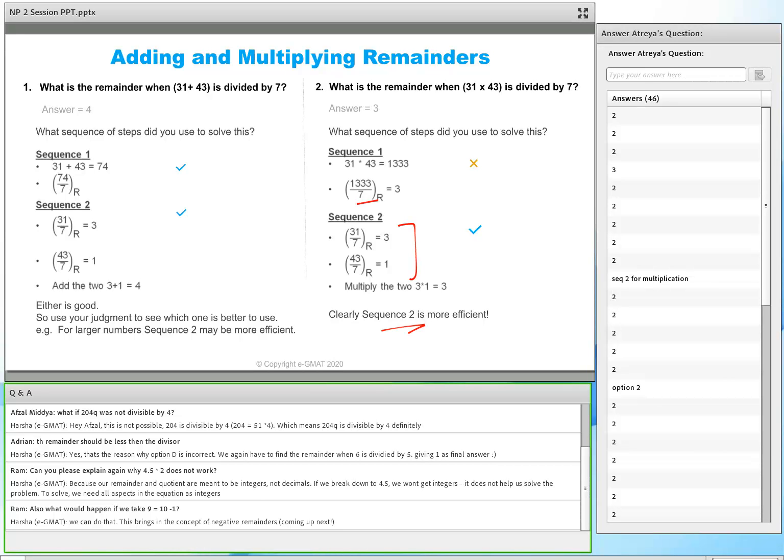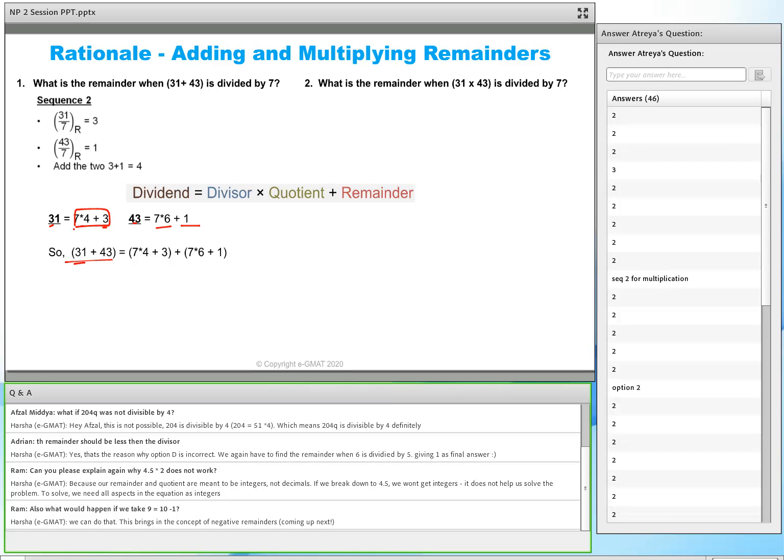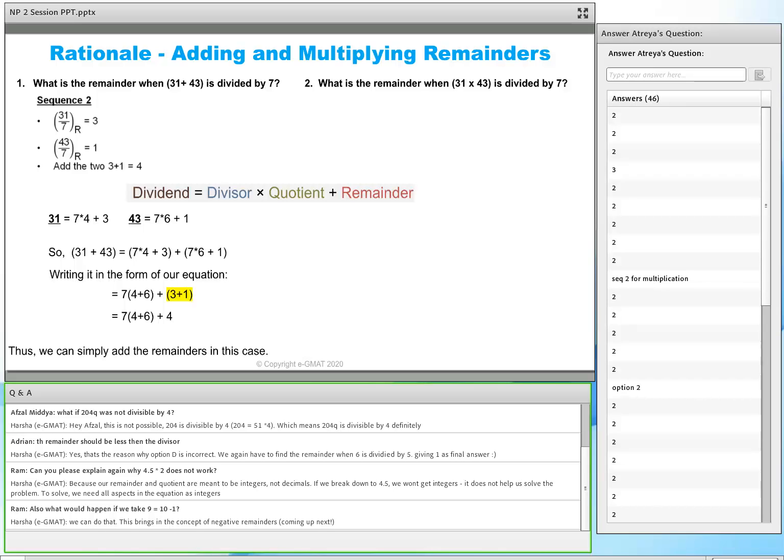So with that, now that we have a proper idea on adding and multiplying remainders, let's now move on to the rationale, and we're just going to understand why does this happen. This happened because of the same concept that we learned, which is dividend is equal to divisor times quotient plus remainder. How? Now I know that 31 is equal to 7 times 4 plus 3, and 43 is equal to 7 times 6 plus 1. So when I add these two numbers, I'm essentially adding these two parts over here. So if I take 7 common, I can write that in the form of 7 times p plus r, where r is the remainder.